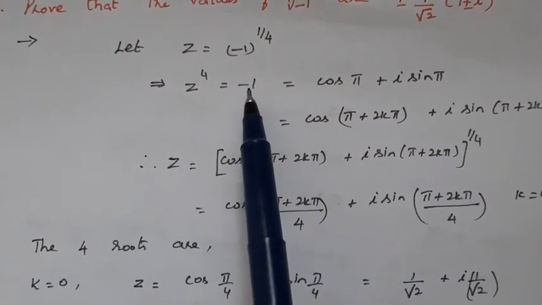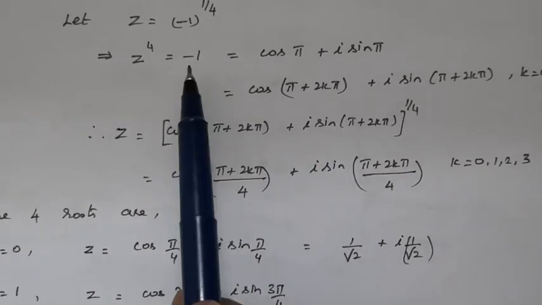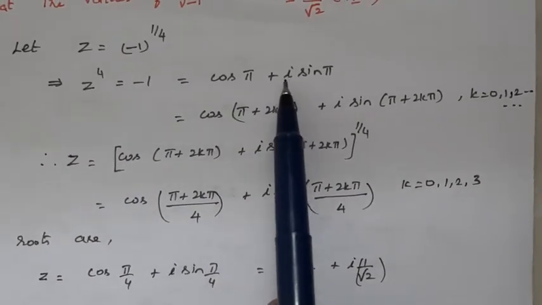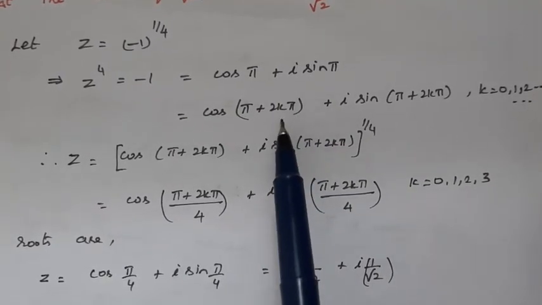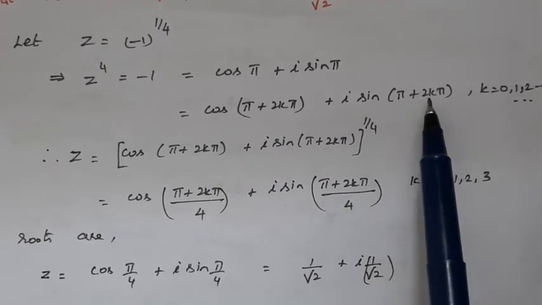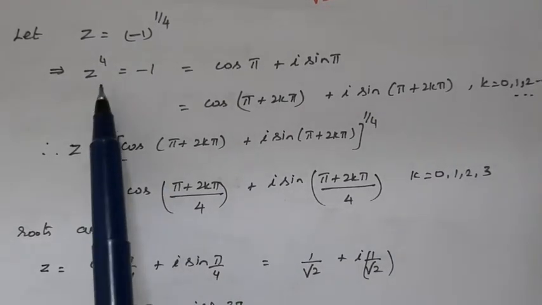Let us write this minus 1 in the polar form, and you know that cos pi is minus 1 and sin pi is 0. Here there is no imaginary part. So this can be written directly as cos pi plus i sin pi. So pi being the principal argument, let us write in the general form by adding 2k pi. So cos of pi plus 2k pi plus i sin of pi plus 2k pi, where k can take any value from 0. This is z power 4.